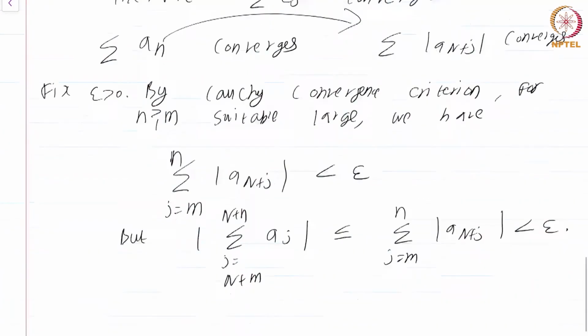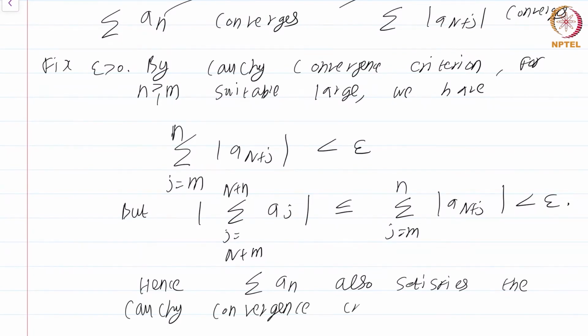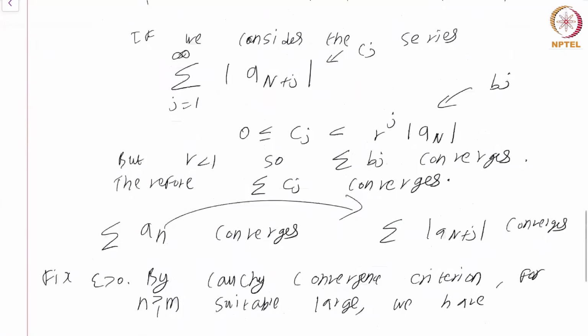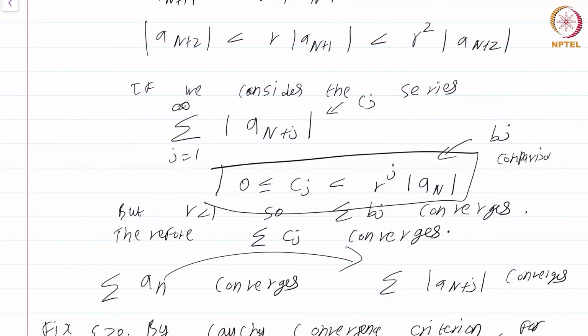Okay, hence the series summation an also satisfies the Cauchy convergence criterion. Hence summation an is convergent. So this proof was a bit involved, but all I have done is apply the comparison test at this particular point. That's the only non-trivial step in this whole proof. The rest of that is all just simple basic manipulation.